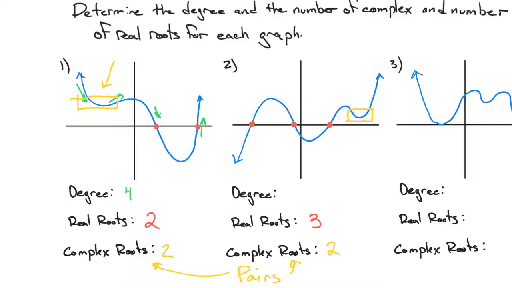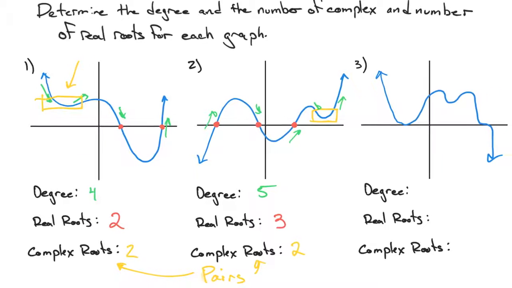And so let's take a look at that degree. If I follow the directions, I have 1, 2, 3, 4, 5, and so that is a degree of 5. I have 3 linear roots and 2 complex roots, which adds up to 5.